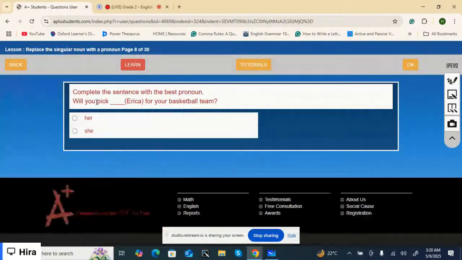Will you pick blank for your basketball team? And the noun here is Erica. Erica, is it a name? Yeah, it's the name of a female person. So, which option is best? Her or she? Will you pick her for your basketball team, or will you pick she for your basketball team? So, choose the best one.